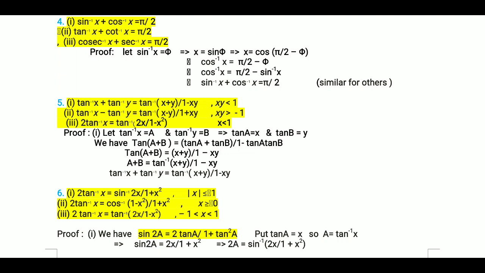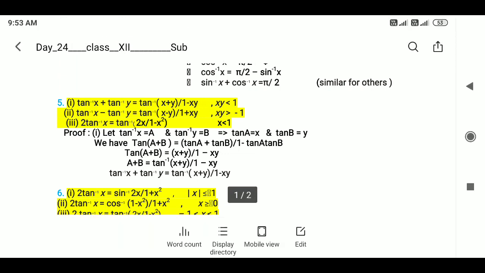The first one I am taking, that is, let tan inverse x is equal to a and tan inverse y is equal to b. So this implies x is equal to tan a and y is equal to tan b. Now we have the formula tan of a plus b is equal to tan a plus tan b upon 1 minus tan a into tan b. That means tan of a plus b is equal to, replacing the values of tan a and tan b with x and y, x plus y upon 1 minus xy.